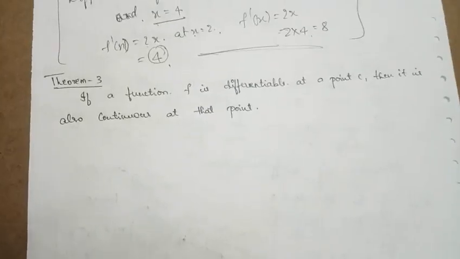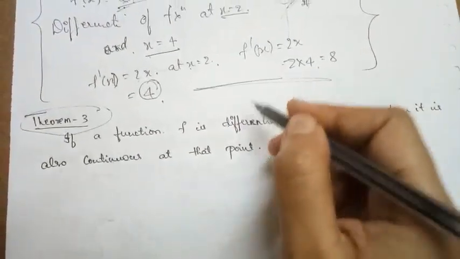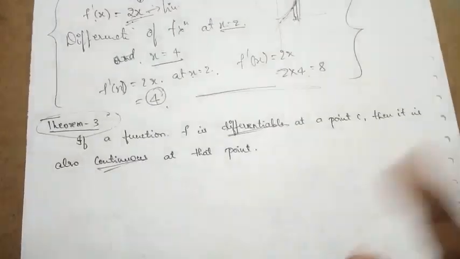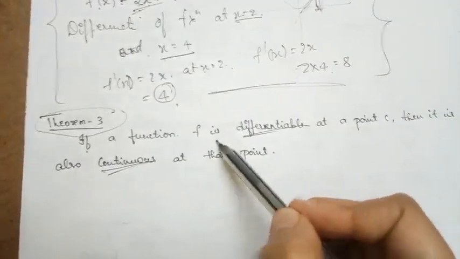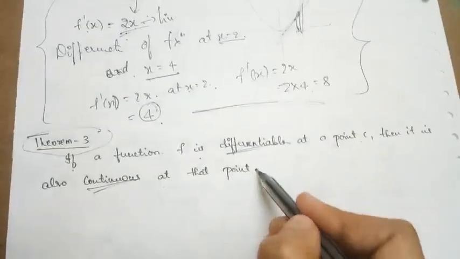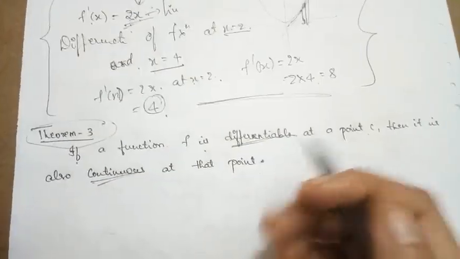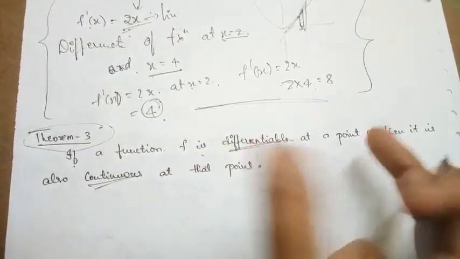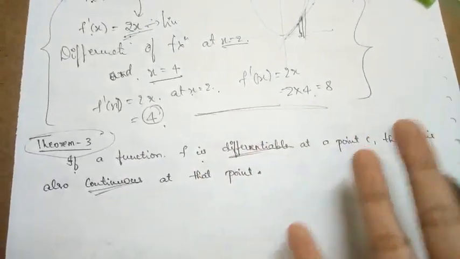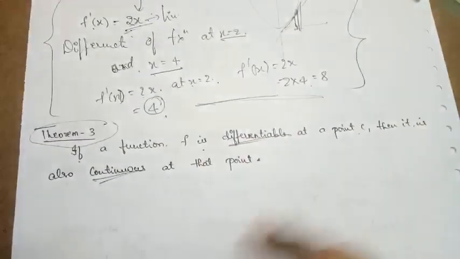Now let us move to one of the theorems giving a relation between differentiability and continuity, which you have already come across. The theorem states: if a function f is differentiable at a point C, then it is also continuous at that point. From the theorem statement itself, if a function is differentiable at that point, we can draw the tangent at that point, which means it is a curve. So obviously at that point the function is continuous.